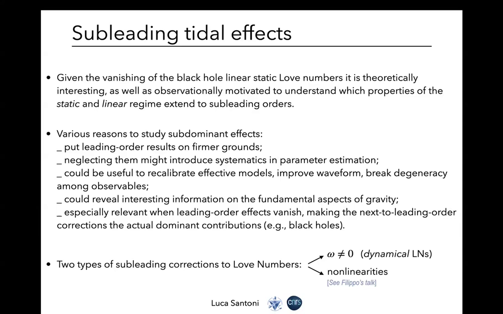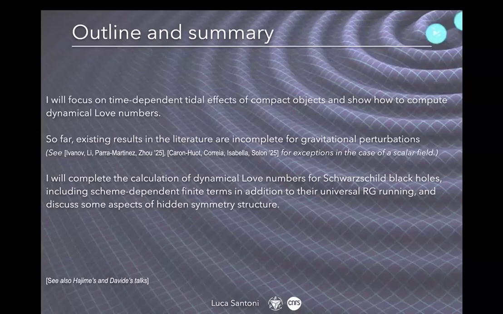And there are 2 types, broadly speaking, of subleading effects. One is nonlinearities, which is what Filippo talked about. I will mention another type of subleading effect, which has to do with the dynamical response. Okay. These are the two possible directions, at least in an EFT sense. So I will focus on time-dependent tidal effects for black holes, and I will show a possible way of how to compute dynamical Love numbers. Okay, there are, of course, results already in this context, but most of them, at least in the gravitational sector, so far as I know, are all incomplete.